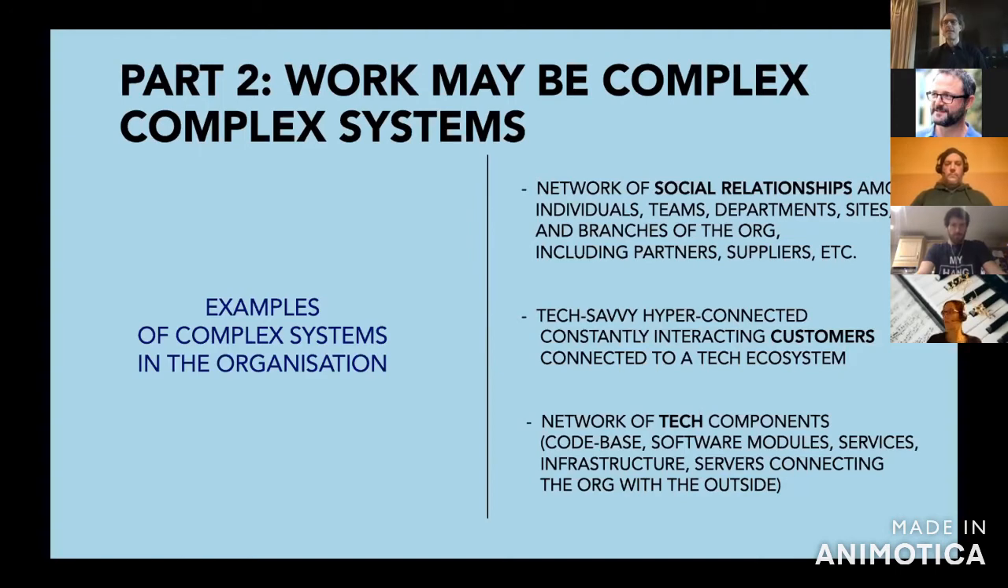So inside the organization, there can be many systems that are potentially complex. And since those systems are potentially complex, they may become the source of complex dynamics. One system is the network of social relationships between people that I was mentioning before: employees, partners, suppliers, and so on, or users and customers, tech-savvy, hyper-connected, constantly interacting. That's also a potentially complex system. And another potentially complex system is the technological component: the code base, software modules, services, infrastructure, and so on.